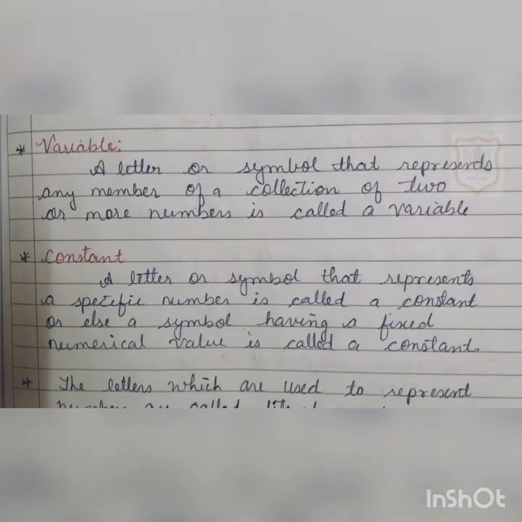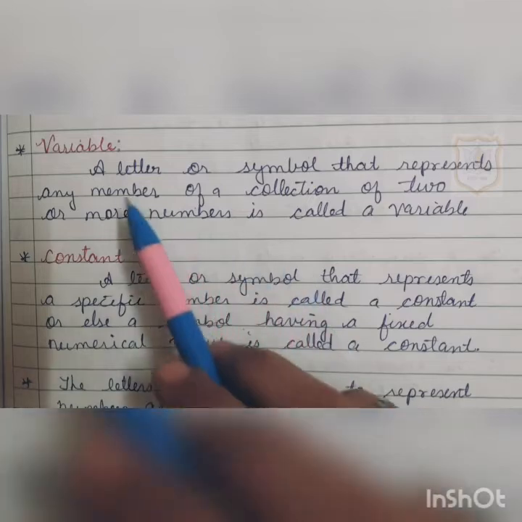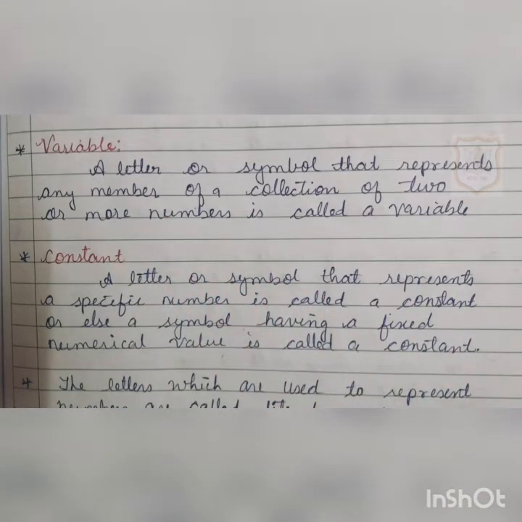Now there are two types of numbers, one is variable and the other is constant. The variable is a letter or symbol that represents any number from a collection of two or more numbers. And a constant is a number that represents a specific number.